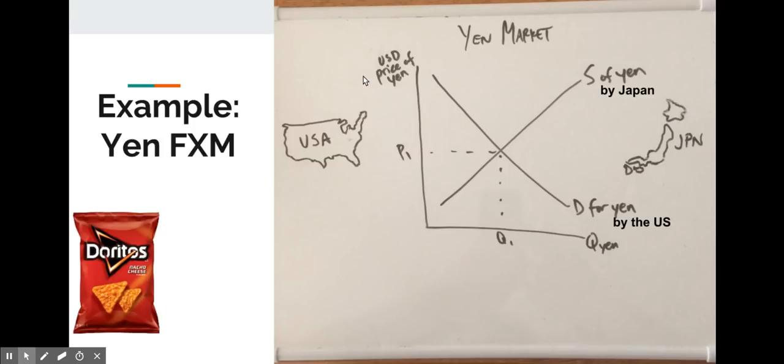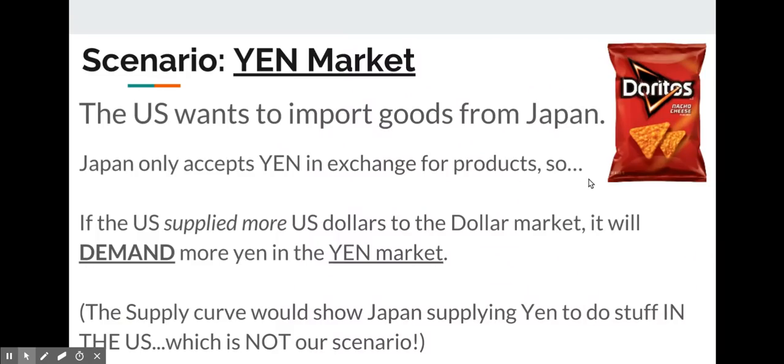The dollar price of the yen is on the y-axis, the quantity of yen, because that's what we're being asked about, on the x. The supply curve represents the supply of yen by Japanese people who want to do stuff in the United States, while the demand curve represents the demand for yen by Americans who want to do stuff in Japan. So we want to think about which curve we are going to use here. The scenario again was the US is buying Japanese products. So if the US supplied more dollars into the dollar market, which is what we saw in the last graph, what do they expect in return?